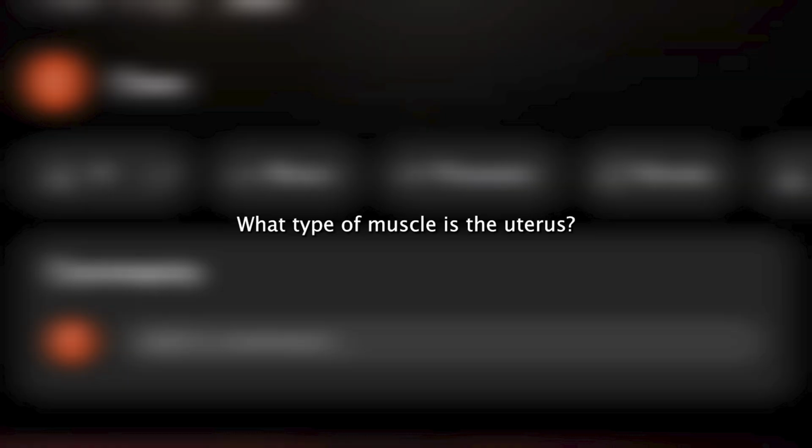What type of muscle is the uterus made up of? It's not cardiac. Smooth muscle. Yeah, smooth muscle.